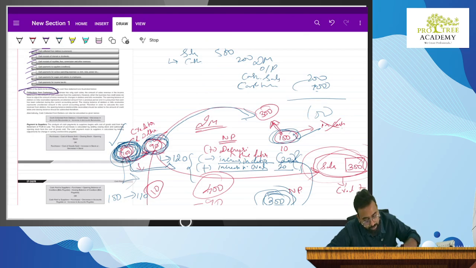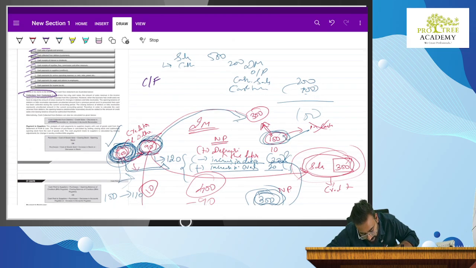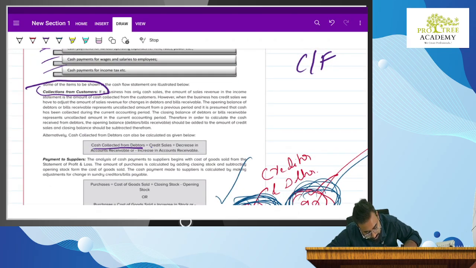Sir, here, collection from customer. See, ultimately, when you are preparing the cash flow statement, it is not about actual sales, credit sales, cash sales, nothing, sir. The rule is simple. How much cash is actually collected from the customers? That much is the cash sales. Understanding? How much cash is collected from the customers is actually a cash sale. Everybody understanding? So what is the formula? Cash collected from debtors is equal to credit sales plus decrease in accounts receivable minus increase in accounts receivable.